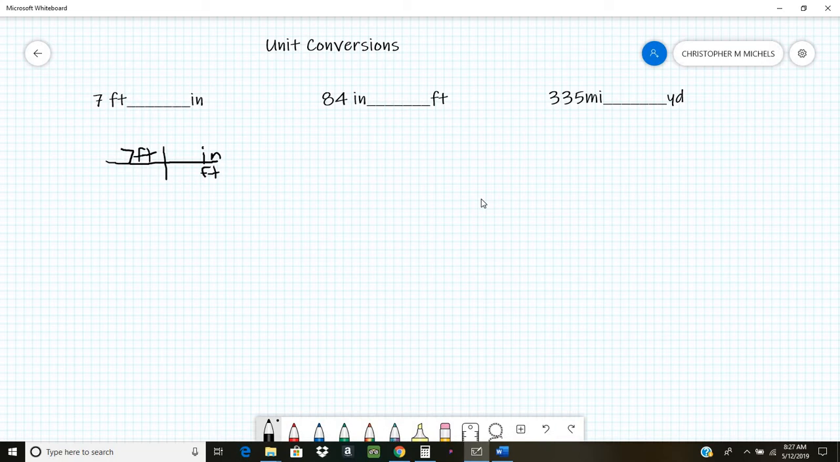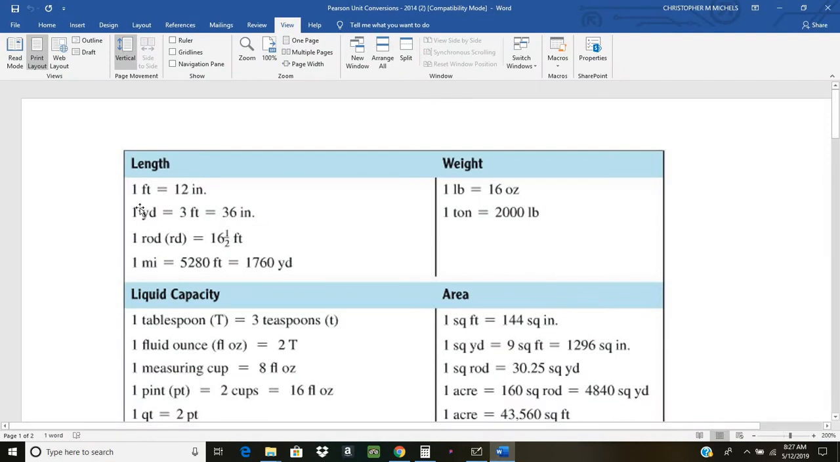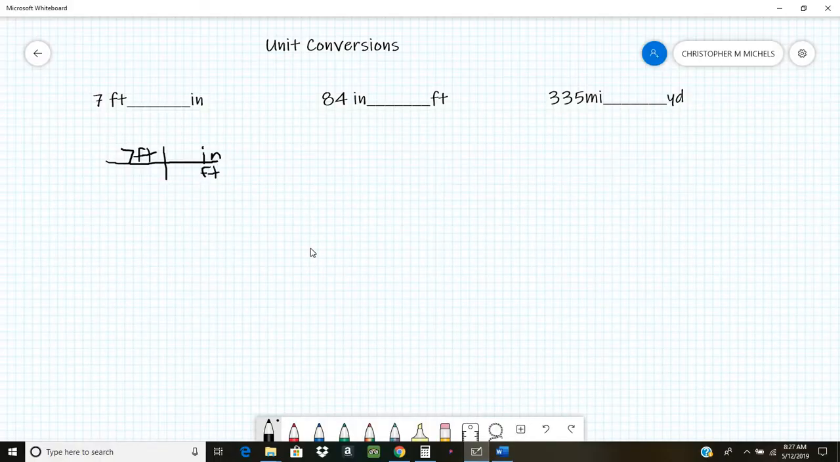So now what we do is we can go to our conversion chart, in case you don't know what the conversion from feet to inches is. It's right there. 1 foot equals 12 inches. So I can take that and plug in the information. So 1 foot is to 12 inches. Now after you do this, there's only one of two operations you can do to get the answer. Multiply or divide. Now if 1's on the bottom, you multiply to get the answer.